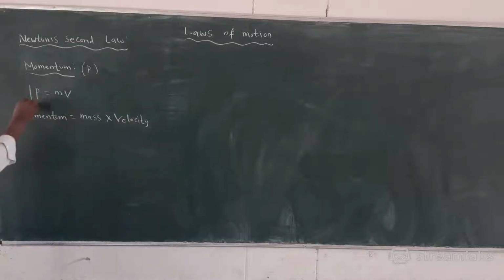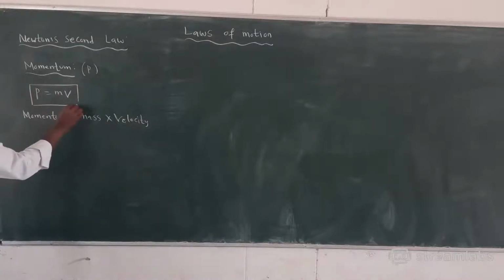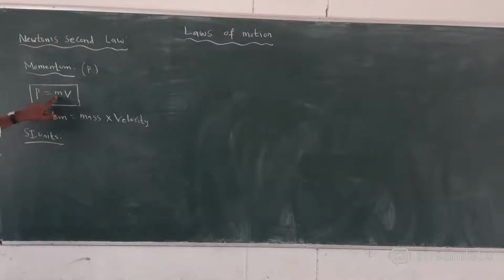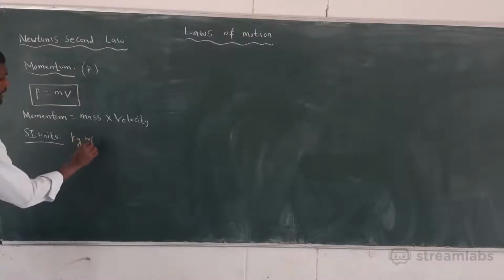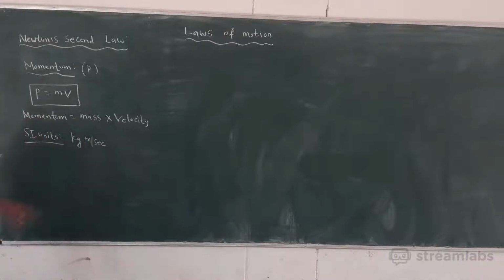Now let us look at the units of momentum, the SI units of momentum. The mass of the object is measured in kilograms, kg, and the velocity of the object is measured in meter per second. So kg meter per second is the SI unit of the momentum of the body.